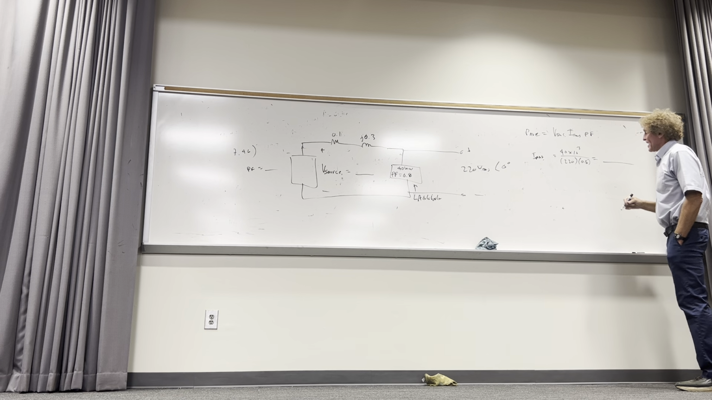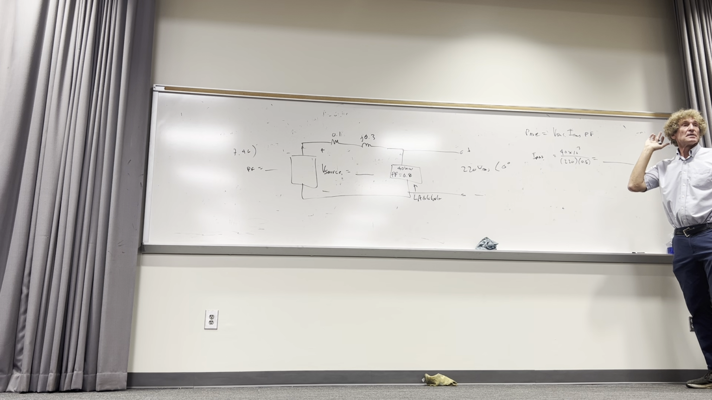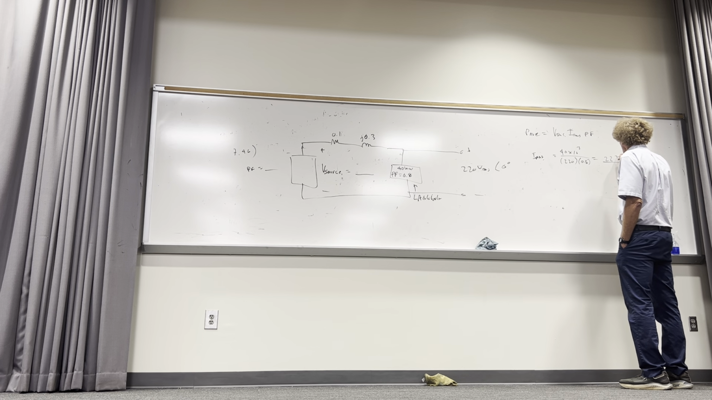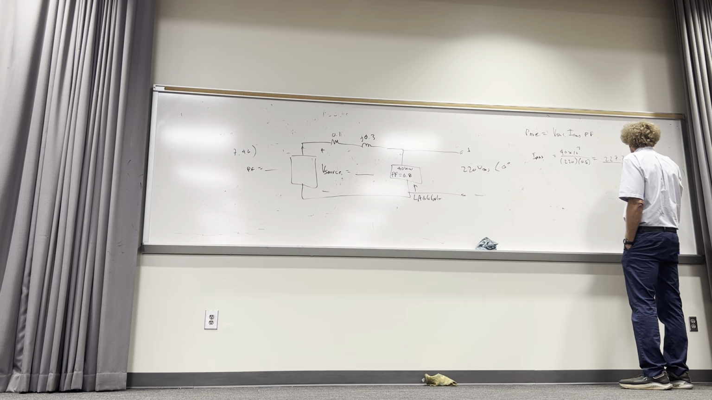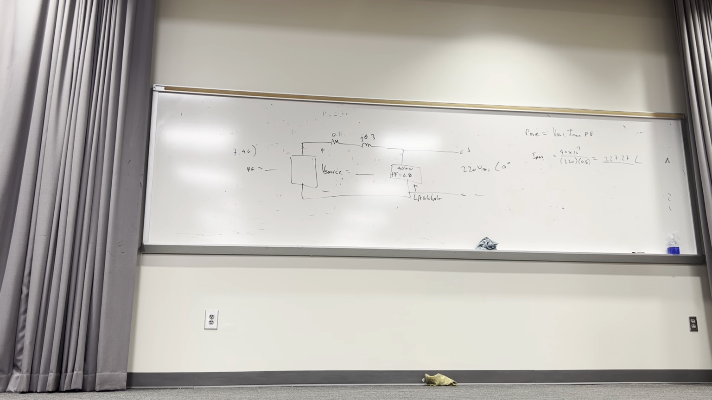And what do you get for that? 227.27. Say that one more time. 227.27, and that would be amps. And now, how do I get the angle? Just think about it before I show you how. We covered it. How do I get the angle?